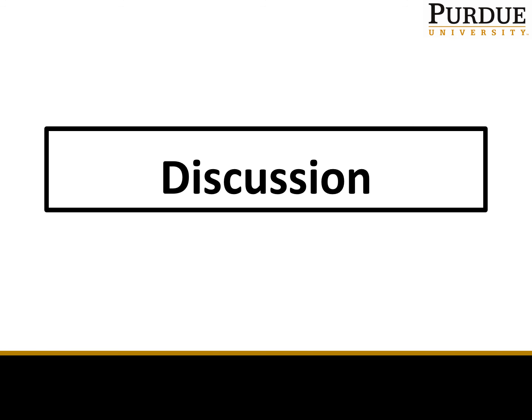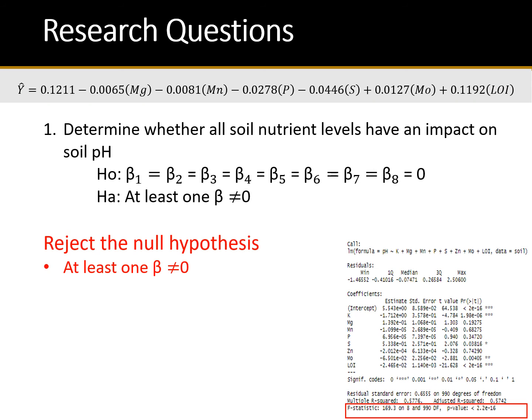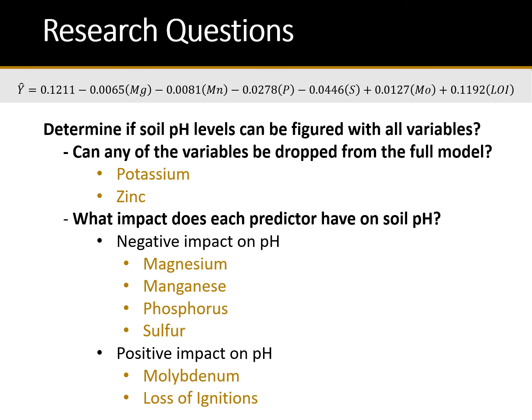final model. As mentioned very early in this presentation, the null hypothesis stating that all betas in the full model are equal to 0 can be rejected since the p-value is significantly less than the alpha value of 0.05. To address the remaining research questions, several methods were applied to determine the best fit model.